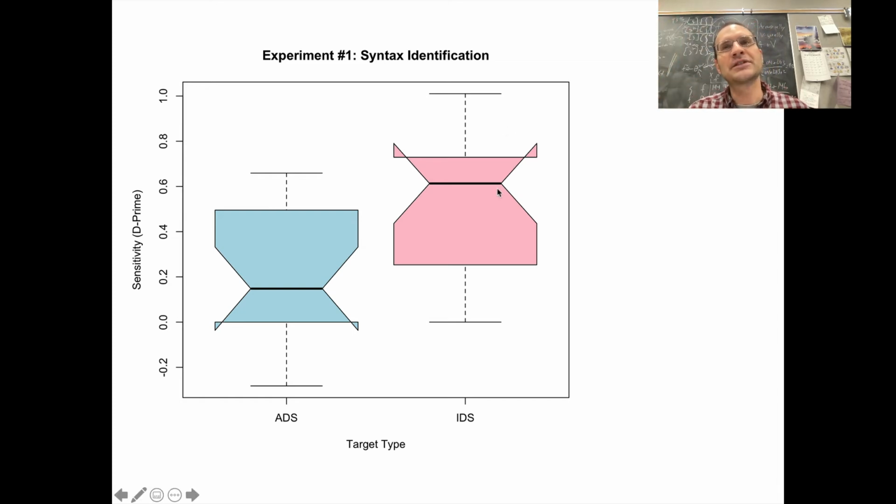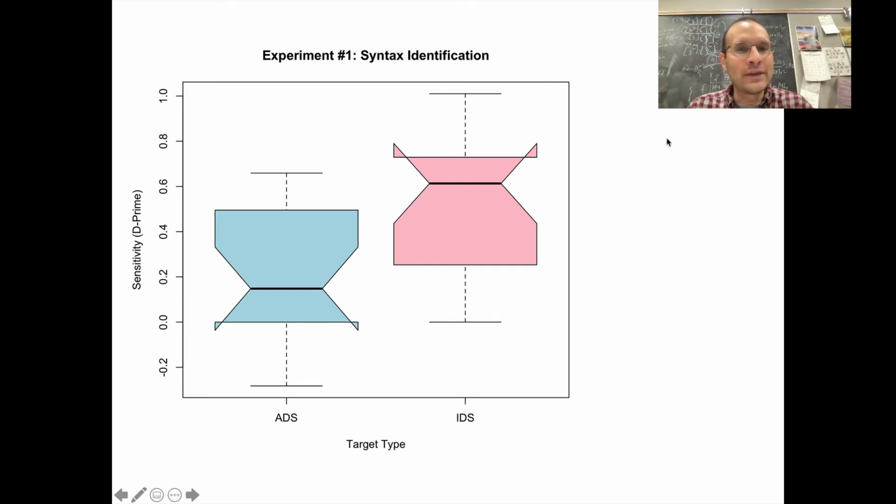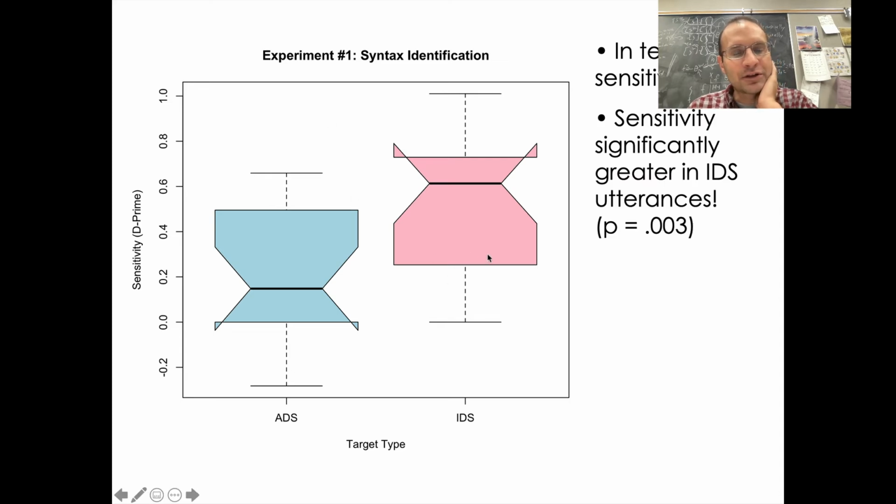So we were able to basically calculate a D prime score for each type of utterance, which represented how perceptually distinct were the adjective-noun tokens and the noun-verb tokens in their perceptual responses. What sort of sensitivity did they have to that distinction when they were trying to identify what syntactic type each utterance had? And it turns out that D prime is a little bit larger for the infant-directed speech tokens than it was for the adult-directed speech tokens.